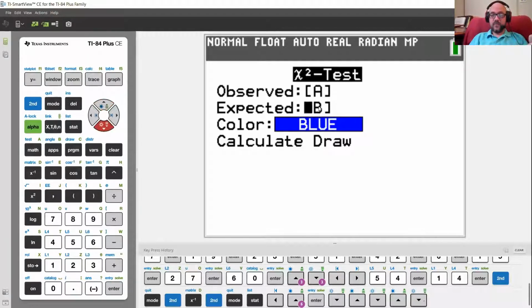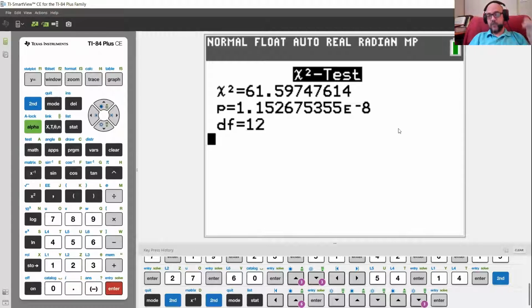So let's go to calculate. And that's actually all you have to do. You put it in the table and you hit calculate. And there we go. We got a chi-square of 61.6 with a p-value of something very, very tiny, right? 1.15 times 10 to the negative 8. So this is really small.